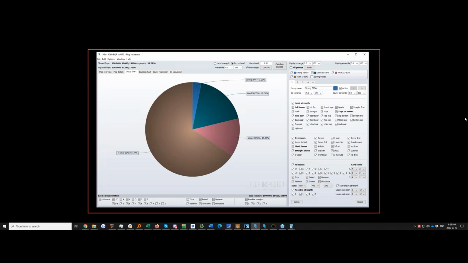Jordan asked if you can get the same information from Flopzilla. Well, not this, because of the way it shows you in how many flops you flop different amounts of equity. I think this is really important because it really helps you visualize what is going to happen after you click call. So how is your equity distributed?